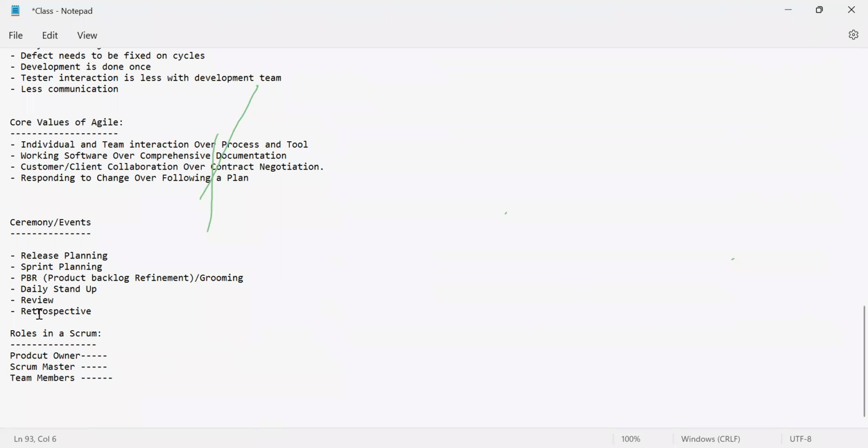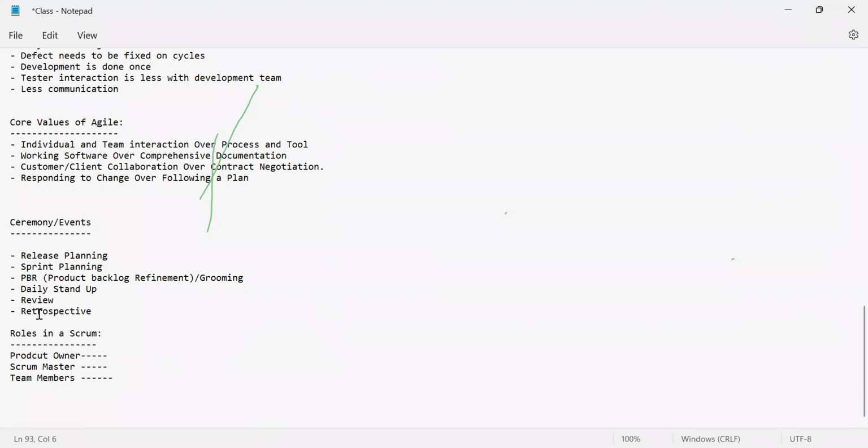Retrospective meeting is nothing but we will be retrospecting four items: what went well, what did not go well, what needs to be improved, what needs to be continued. A retrospective meeting is another half an hour or one hour meeting where only team members and the Scrum Master will be part of it. What happened during this sprint will be discussed.